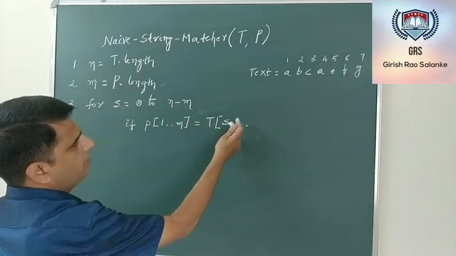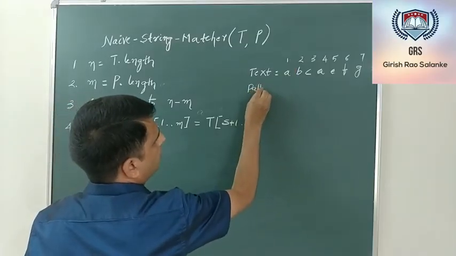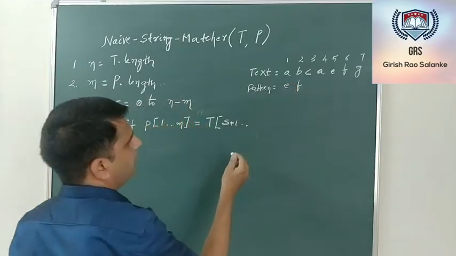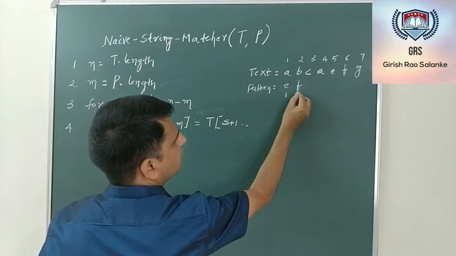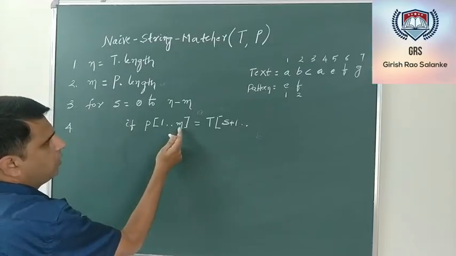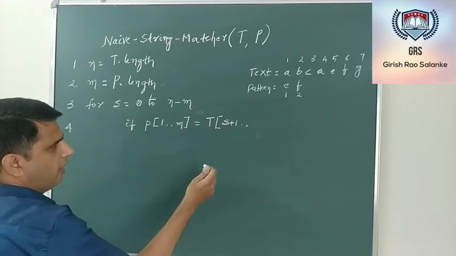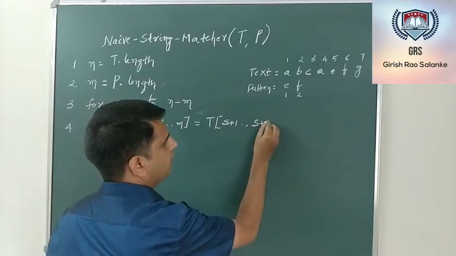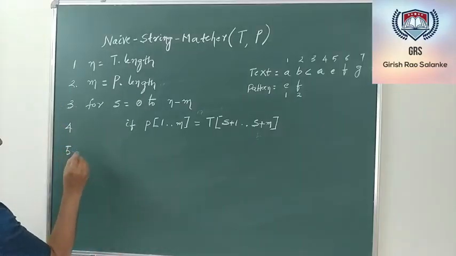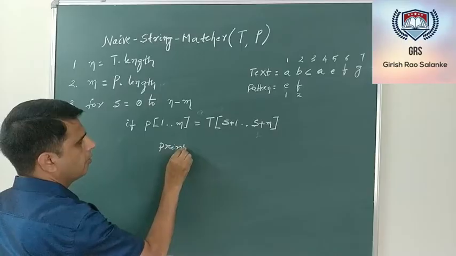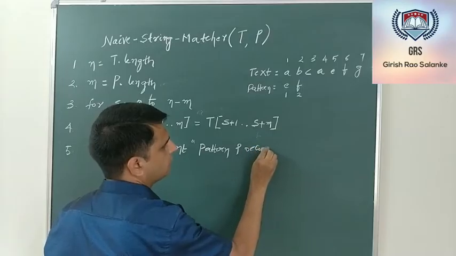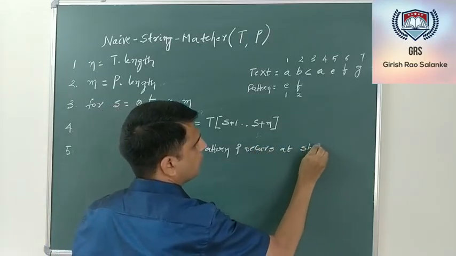So I need to compare my first character. If my pattern was EF, the pattern size is just 2. I need to compare the first character of the text with the first character of the pattern. If P[1..m] is equal to T[s+1..s+m], what was the last iteration? The last iteration was s plus m. So if this condition is true, then I will print: pattern P occurs at shift s.